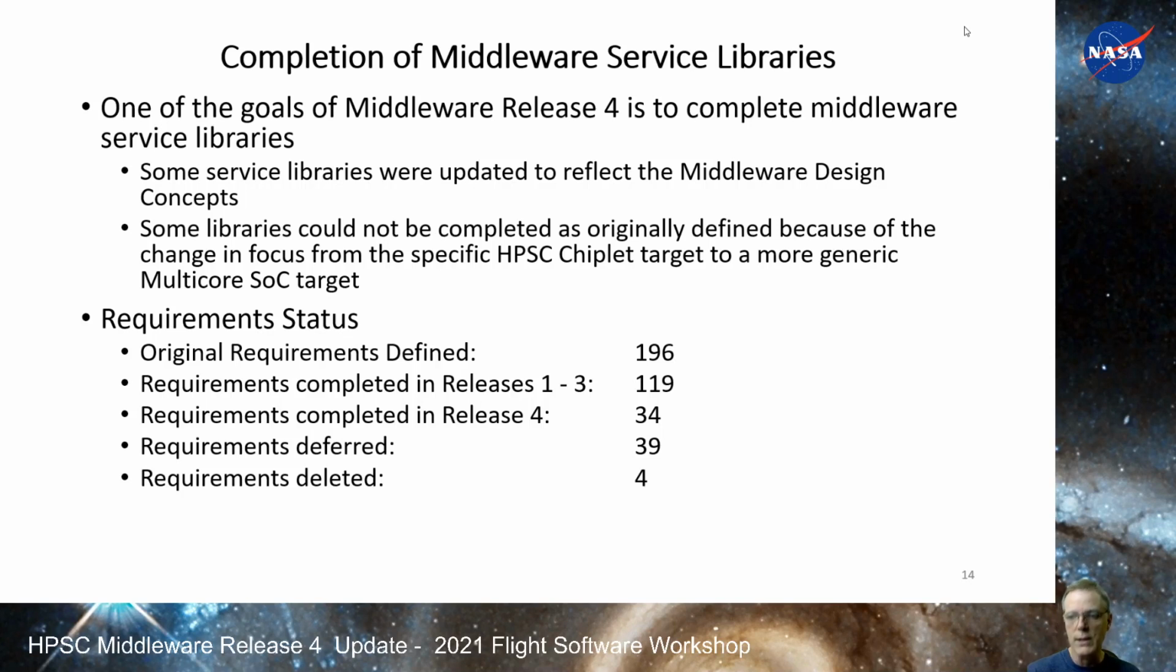You can see here the statistics. We had originally defined 196 requirements a few years ago. We've completed 119 of them. We have 34 new requirements to complete in Release 4, and we had to defer 39 requirements just due to the change in the hardware focus. And of course, we've identified 4 requirements that we decided don't really apply or make sense anymore.